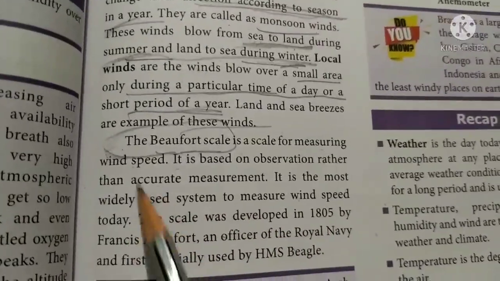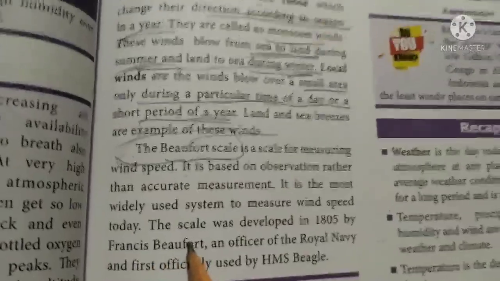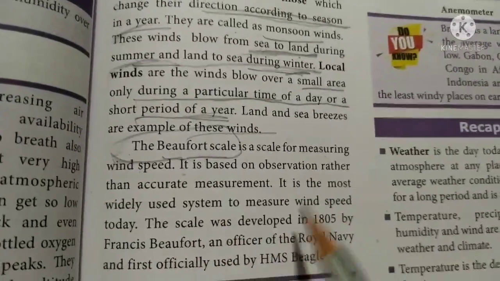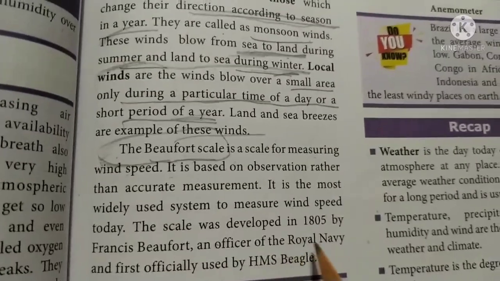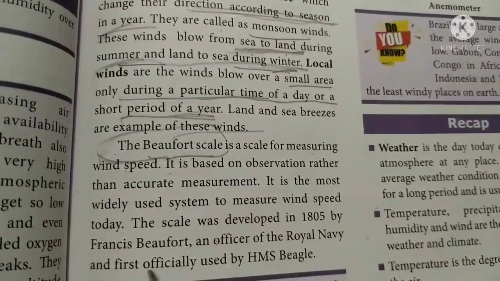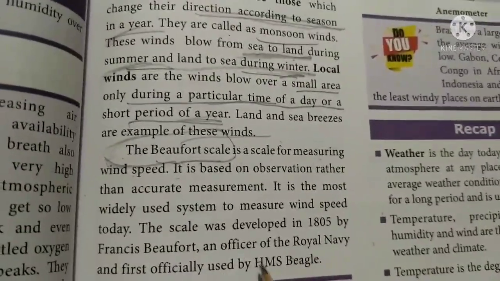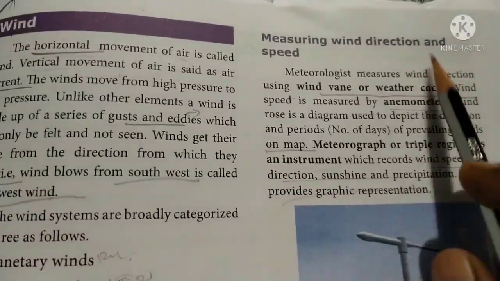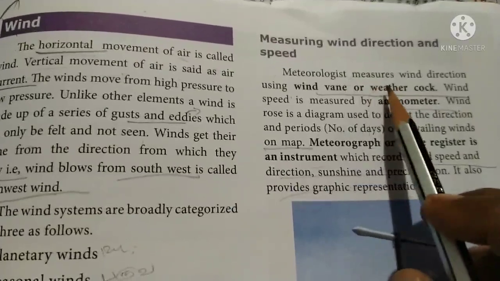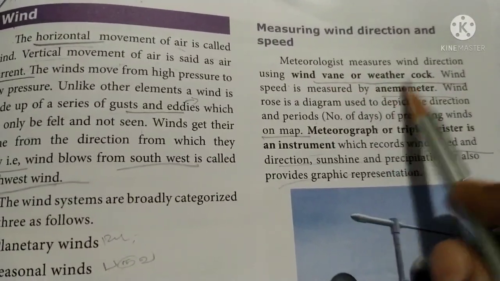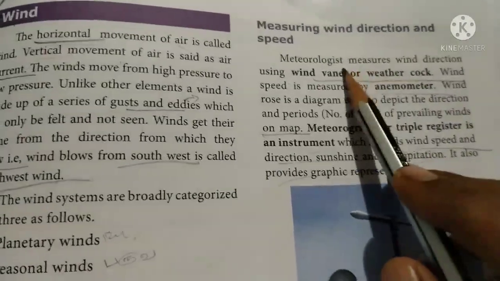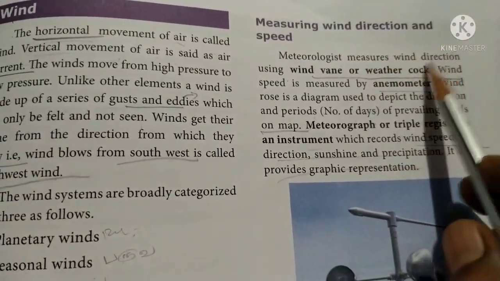Nowadays these instruments are used. And the scale was developed in 1805 by Francis Beaufort, an officer of the Royal Navy, and first officially used by HMS Beagle. Measuring wind direction and speed: meteorologists measure the wind direction using a wind vane or a weather cock. By using these, meteorologists measure the wind direction.